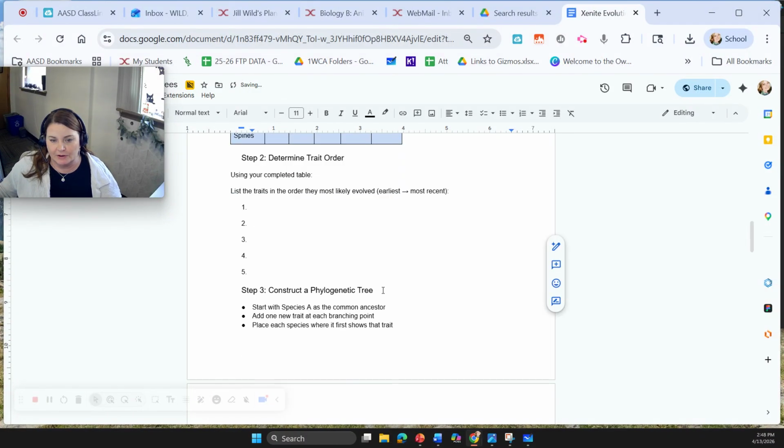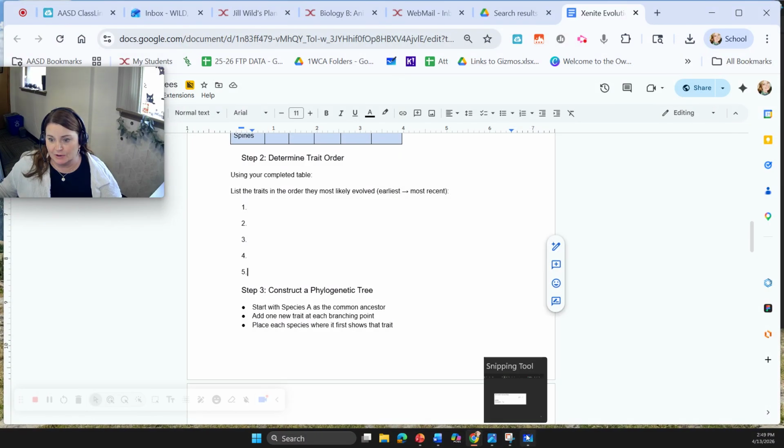Just place them in order here. A, B, C, D, A, C, B, D, whatever the order happens to be. Then you're going to construct a phylogenetic tree. And you can do this on a piece of paper at home. Just need to take a picture of it and then upload it to the Dropbox.